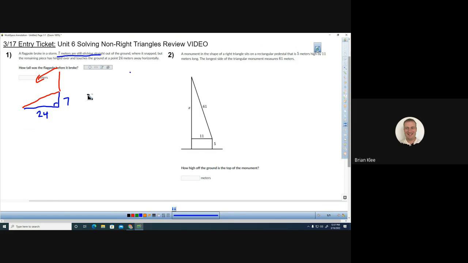Very simple Pythagorean theorem problem of 7 squared plus 24 squared equals the number we're trying to find, how long was the flagpole before it broke. So I need to know this number right here. That's my C. And I know that it was sticking above the 7 before. Like the flagpole was pretty tall, actually. 7 meters is over 21 some feet. So 7 squared plus 24 squared would equal C squared.